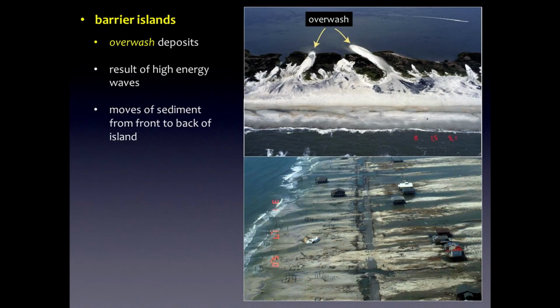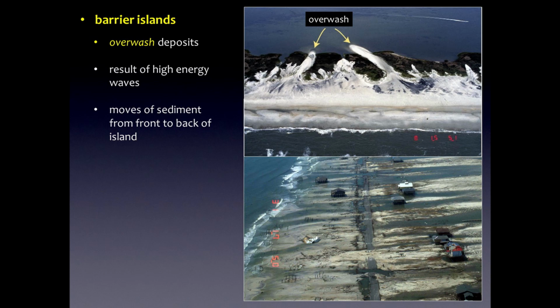A very common feature of barrier islands are overwash deposits, and here we have some examples. In the image on the top, the bottom is the seaward side, the back side is the lagoon. You'll see these big white tongues of sediment that are extending out into the lagoon. These are known as overwash deposits, and they're a result of high energy waves.